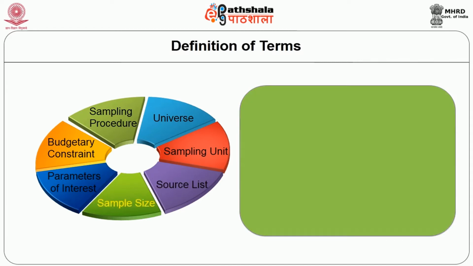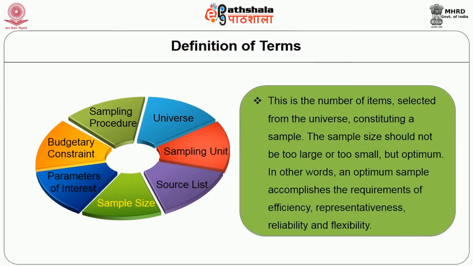Sample size. This is the number of items selected from the universe constituting a sample. The sample size should not be too large or too small, but optimum. In other words, an optimum sample accomplishes the requirements of efficiency, representativeness, reliability, and flexibility.